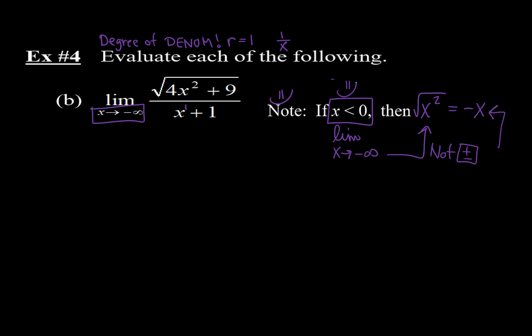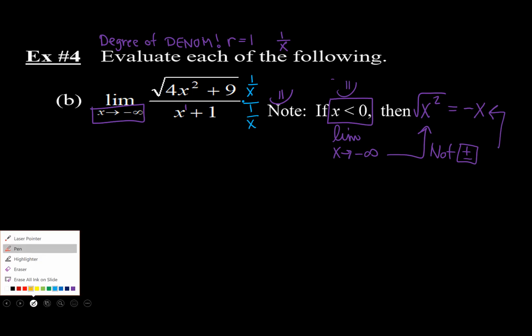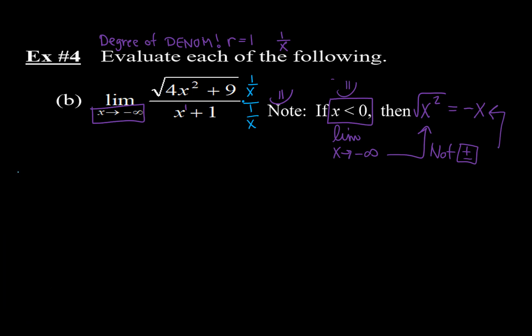All right, let's actually do this problem. So first things first, I'm going to multiply the top by 1 over x and the denominator by 1 over x. And then I'm going to do the limits. All right, so the limit as x approaches negative infinity of the square root of 4x squared plus 9, divided by x in the top. And then in the denominator, I'm going to get x over x and 1 over x.